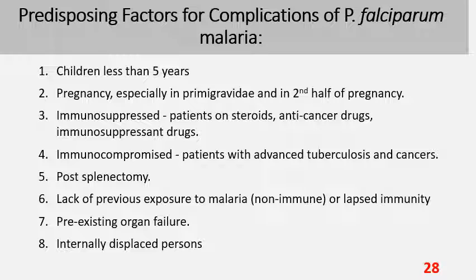So there are a number of predisposing factors to complications of falciparum malaria. These are as listed: children less than 5 years, pregnant women, immunocompromised or immunosuppressed individuals, those who have had splenectomy, lack of previous exposure to malaria, particularly those who live in non-endemic areas, pre-existing organ failure, and internally displaced persons are all prone to severe forms of malaria.